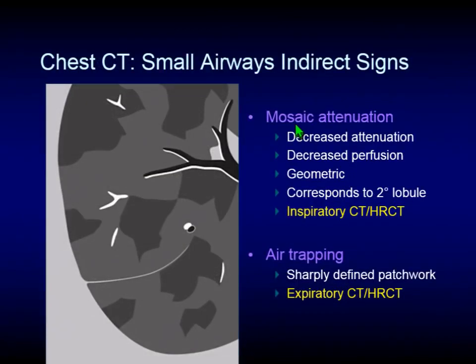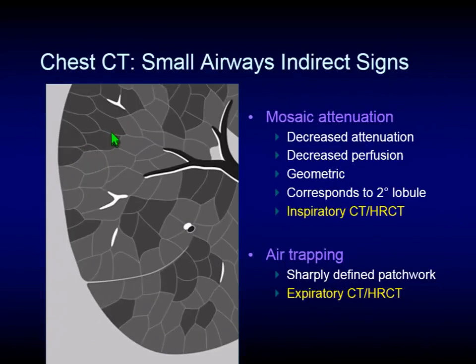So there are some indirect signs of small airways disease, and you may come across the term mosaic attenuation. Mosaic attenuation is when you see hyperlucent and hypolucent, or gray, lung juxtaposed against one another in a geometric fashion, corresponding to either isolated or clusters of secondary pulmonary lobules. Here we see gray lung and black lung, and it's a very geographic pattern. You can imagine that these areas correspond to clusters of those secondary pulmonary lobules.